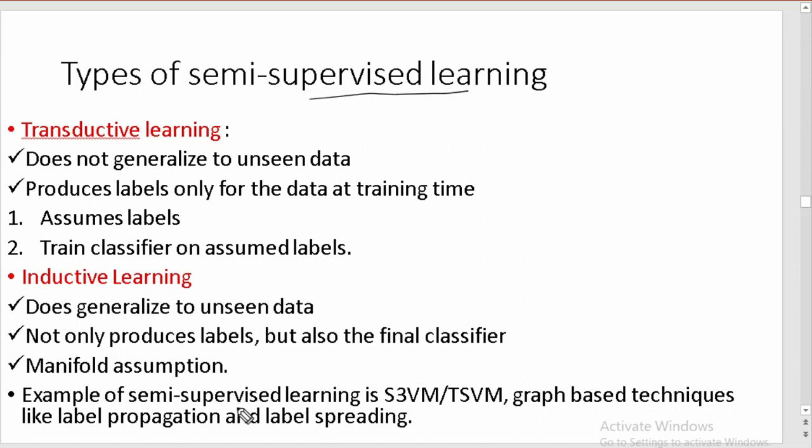Now let us discuss some examples of semi-supervised learning algorithms. Here, the S3VM algorithm is an advanced version of the support vector machine algorithm. So, semi-supervised support vector machine, that's why it is written as S3VM. Next is TSVM, that is the transductive support vector machine algorithm. Next, we have graph-based techniques. Here, label propagation and label spreading techniques are used.